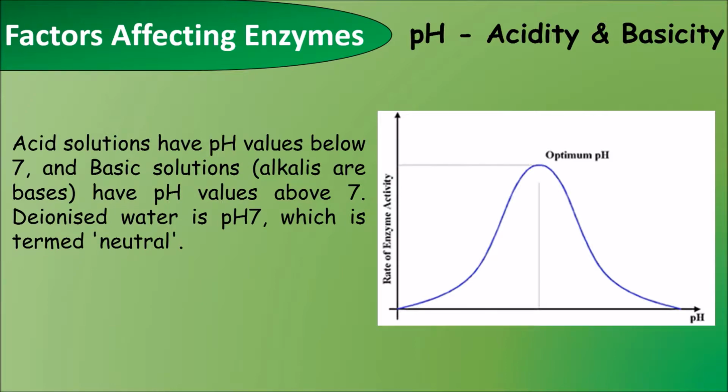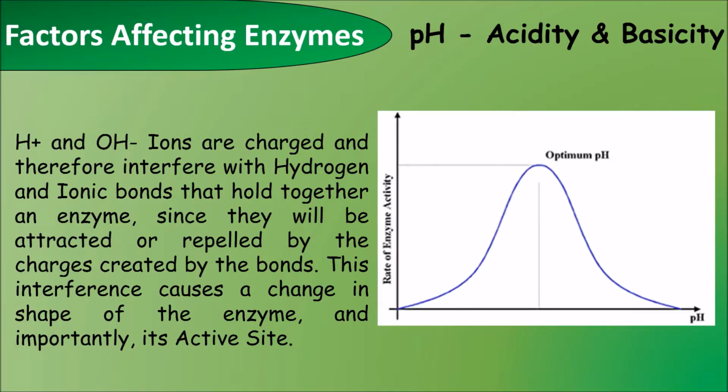Acid solutions have pH values below 7, and basic solutions, which are alkalis or bases, have a pH value above 7. Deionized water is at pH 7, which means it is termed neutral. H+ and OH- ions are charged and therefore interfere with hydrogen and ionic bonds that hold together an enzyme, since they will be attracted or repelled by the charges created by the bonds. This interference causes a change in the shape of the enzyme and, more importantly, a change in its active site.